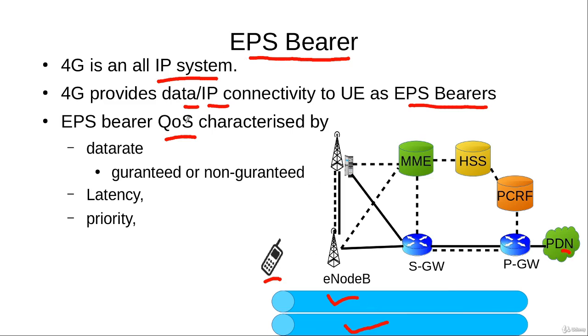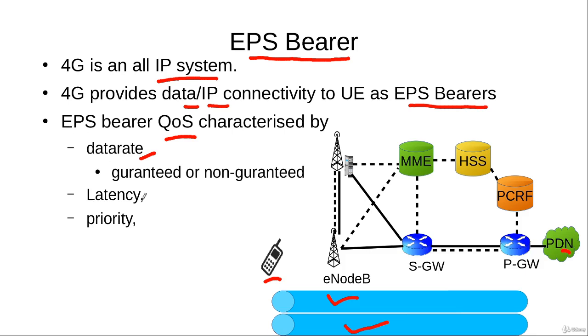And what are the important parameters that define the quality of service? These parameters are, first, data rate, whether the data rate is guaranteed or non-guaranteed. For example, in order to make a voice call, we would need a guaranteed bit rate for the bearer that is used for this purpose.